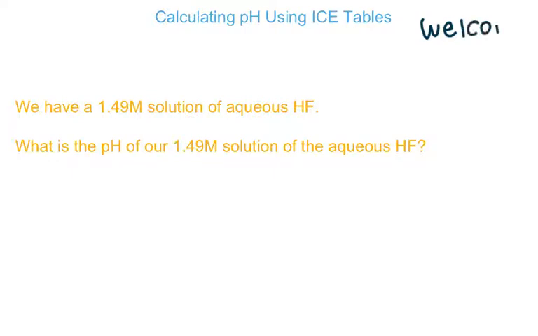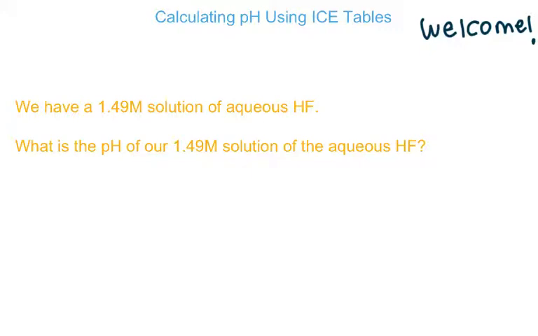Alright, so we'll look at more examples in our future videos, but in this video we'll be going over one example of a weak acid, and we'll see how we can use an ice table to figure out the pH of an aqueous weak acid solution. So let's go and get started.